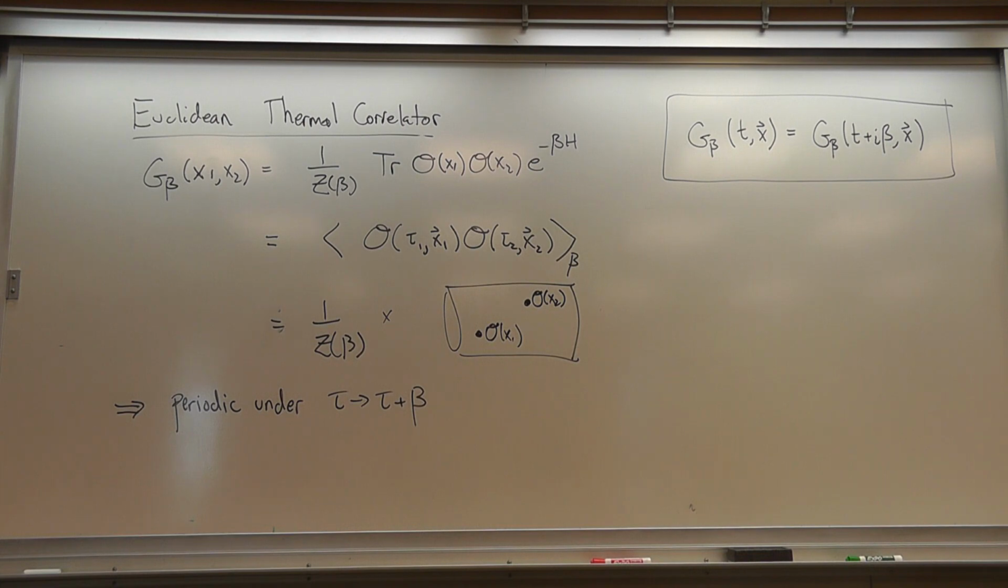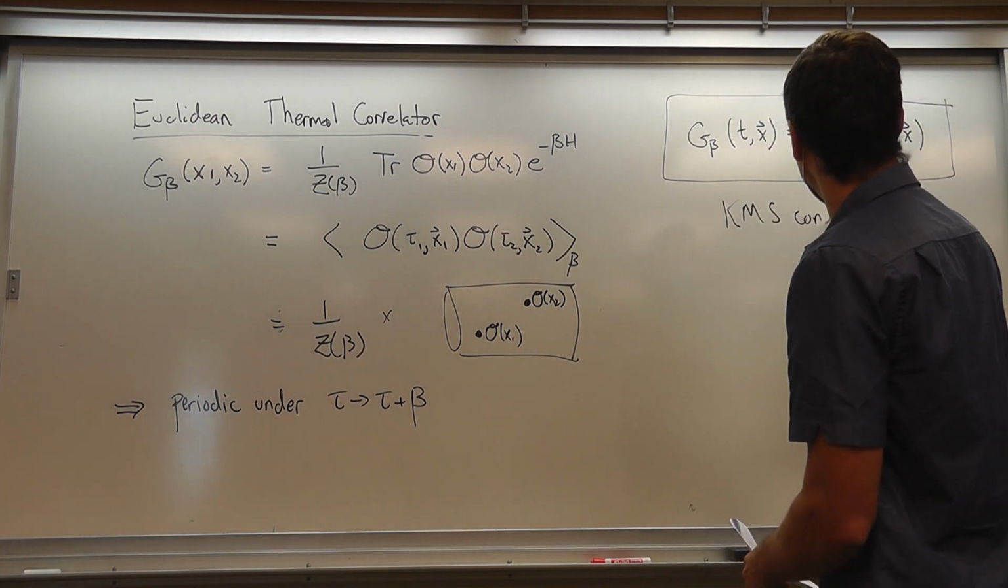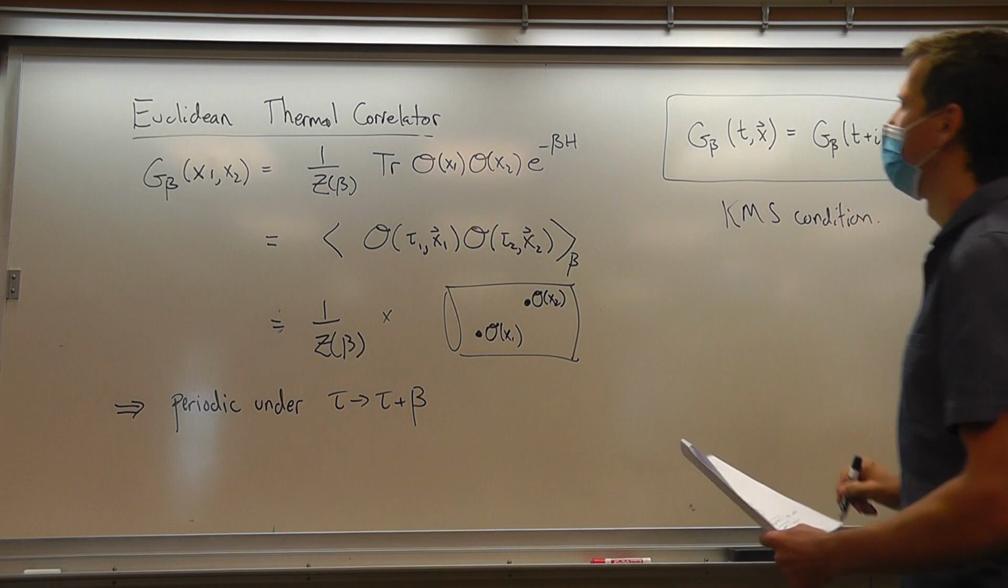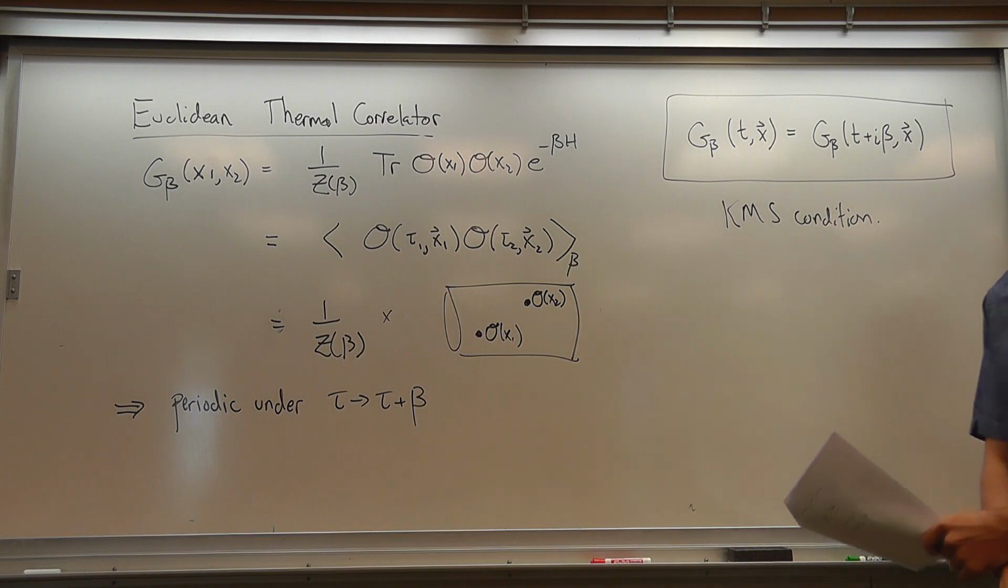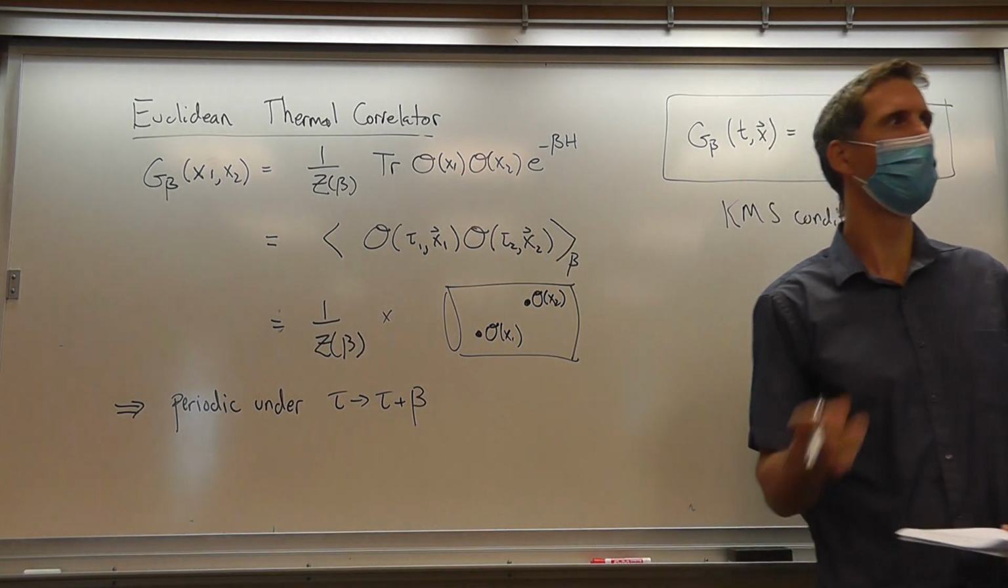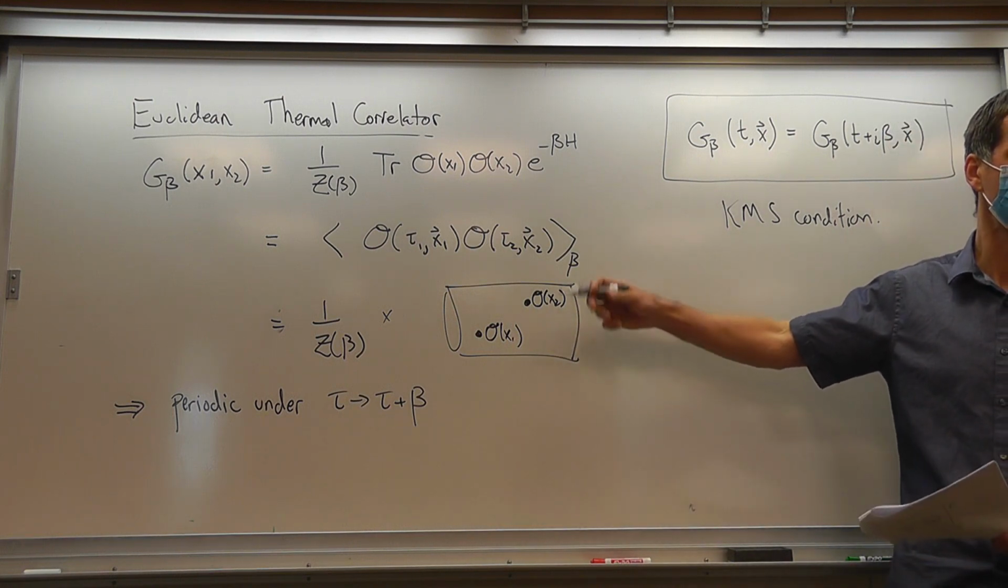Okay, so thermal correlation functions are periodic in imaginary time. That's what that says. This is called the KMS condition. Good, so I gave a path integral argument for the KMS condition by saying that the path integral that calculates this correlator is just on a cylinder, so we have some obvious periodicity.